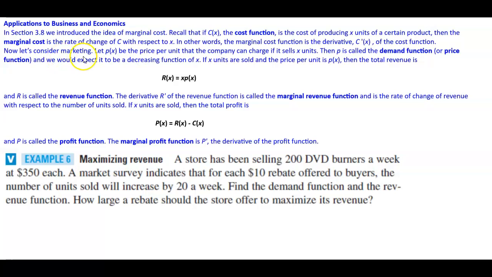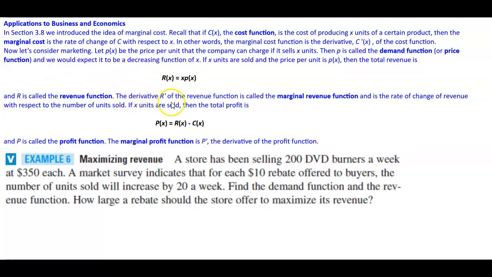Now let's consider marketing. Let P of x be the price per unit that the company can charge if it sells x units. Then P is called the demand function or price function, and we would expect it to be a decreasing function of x. If x units are sold and the price per unit is P of x, then the total revenue is the following: R of x is equal to x times P of x, and R is called the revenue function.